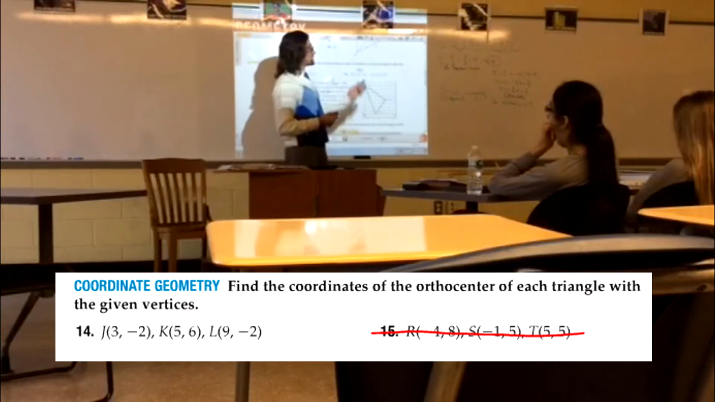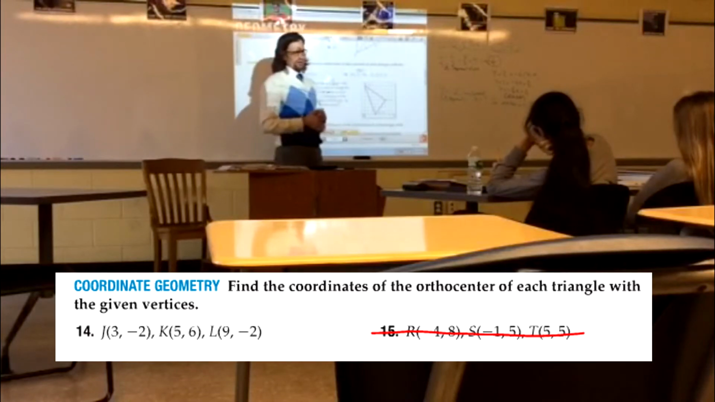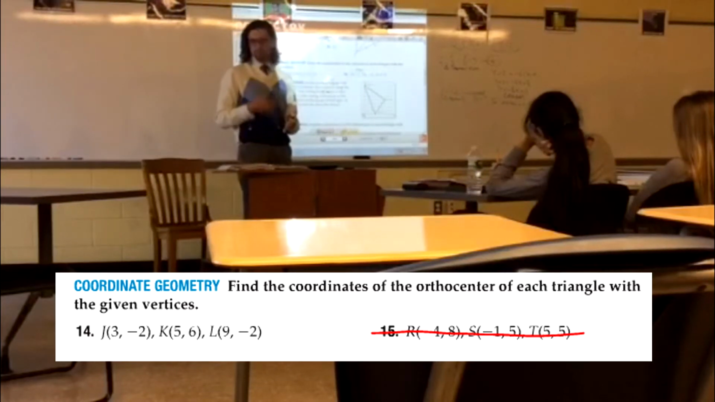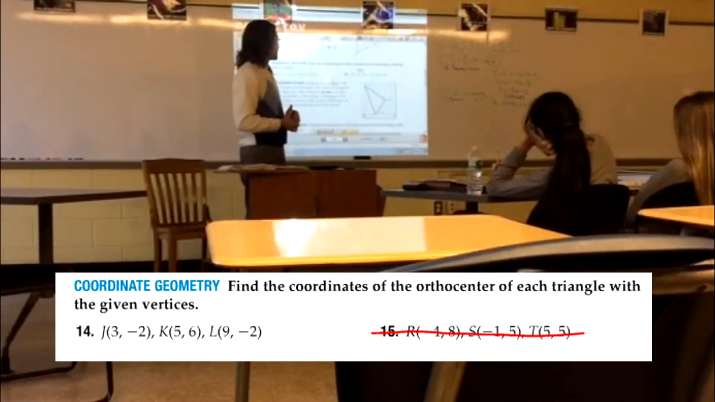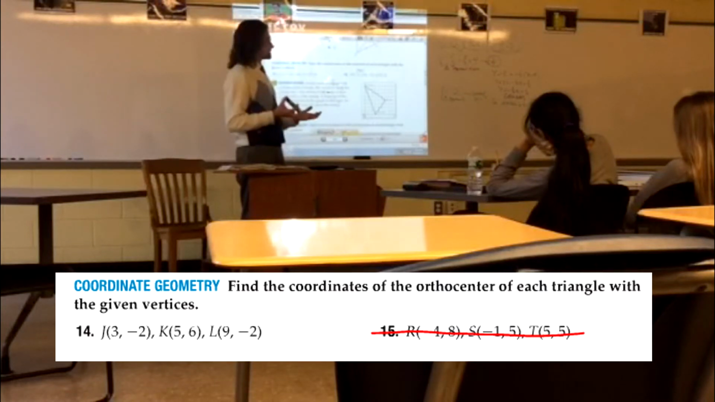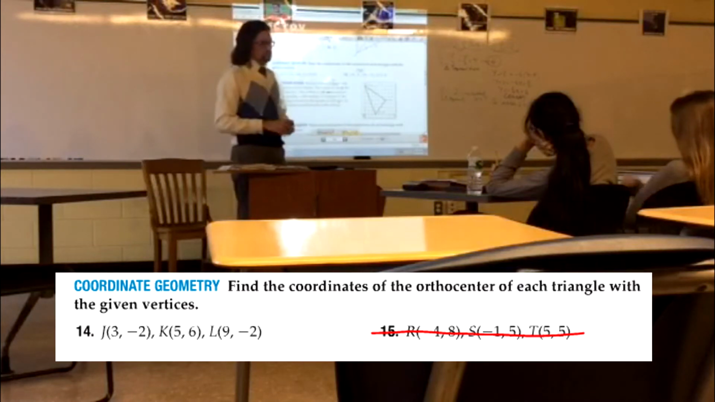And that's a nice plug-in. Which is a good strategy to look at your points first and see if you have any horizontal or vertical lines you're dealing with before you go through and come up with, I mean, we could have chosen 5, 6, and 9, -2, and had a nice slope-intercept equation. But coming up with x equals 5 is a lot easier.